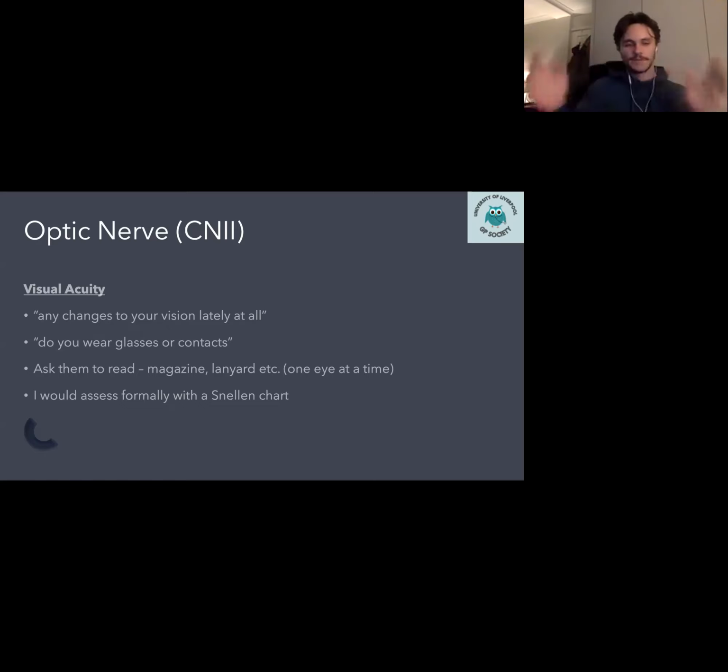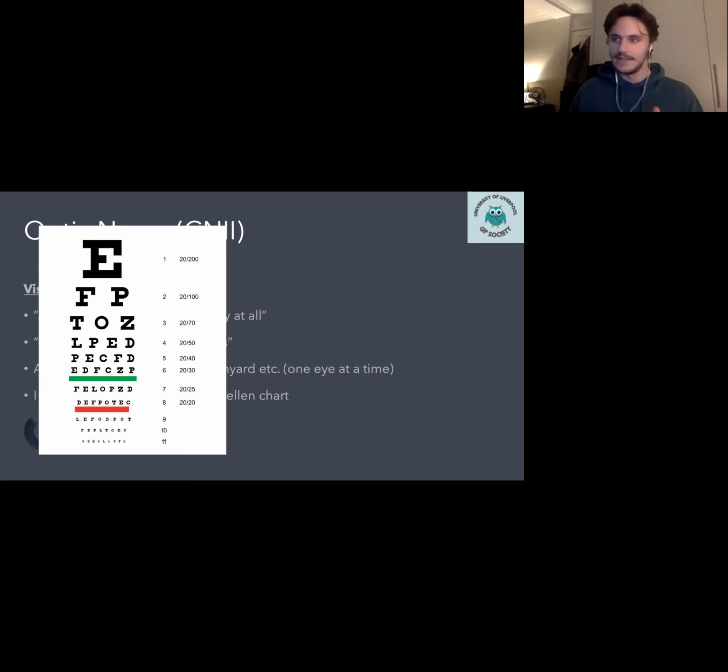So if it's a full size chart, you need to ask them to stand 6 meters away, and obviously if it's not full size, you need to reduce that distance proportionally. But I'd imagine it'd be adequate just to say you would like to use one.